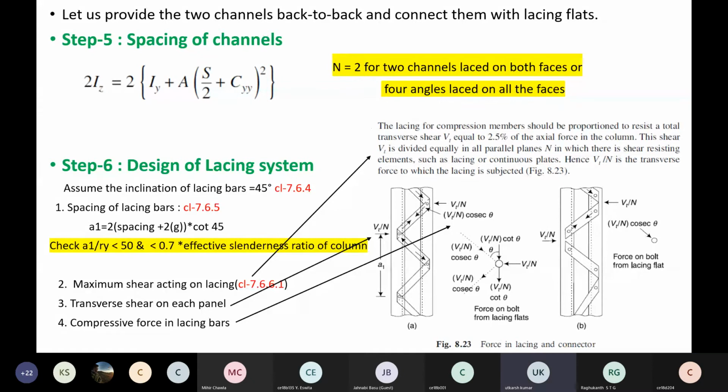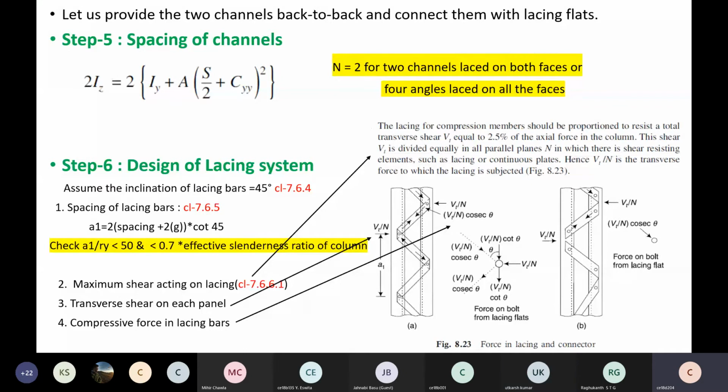Yes, ma'am. So we'll go for determining the compressive force in lacing bars. It is given by Vt by N into cosecant theta. We already know what is Vt, we know what is N, and theta is 45. We'll calculate Vt by N into cosecant theta, which is nothing but the compressive force in the lacing bars. So it will be 19.09 kilonewton.